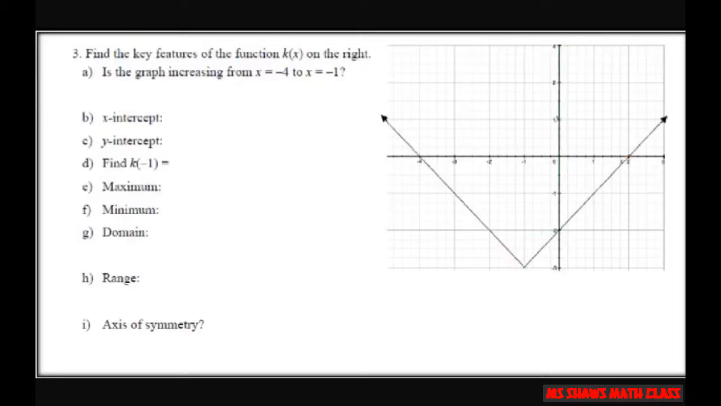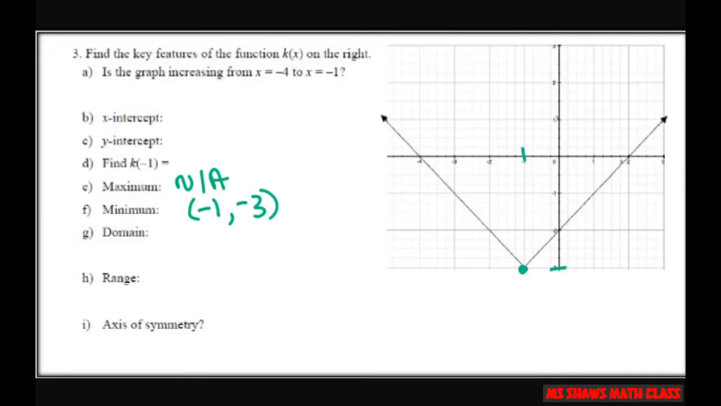All right. Maximum. It doesn't have a maximum. It does have a minimum right here. So no maximum. And the minimum is here because it's the lowest point. And for that point, we're talking about the point that's going to be negative 1 is your x. Your y is negative 3.